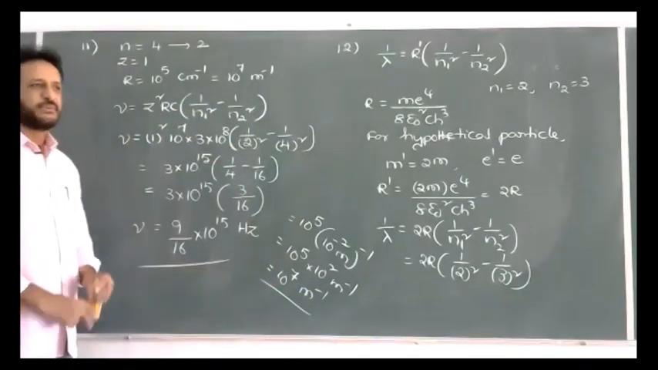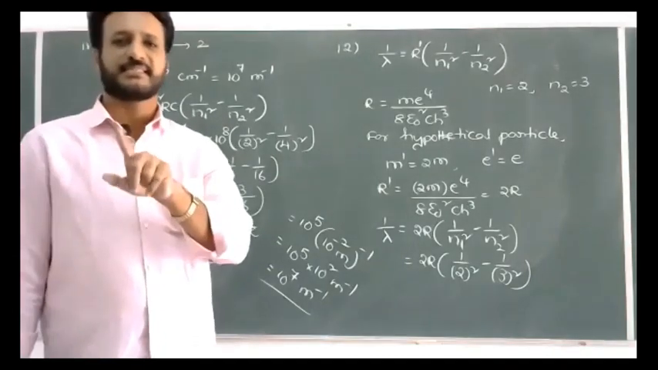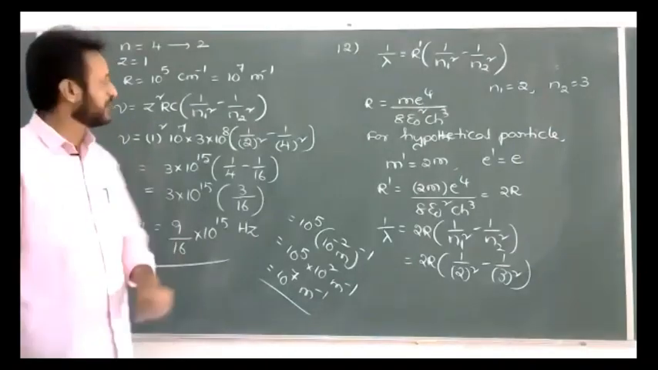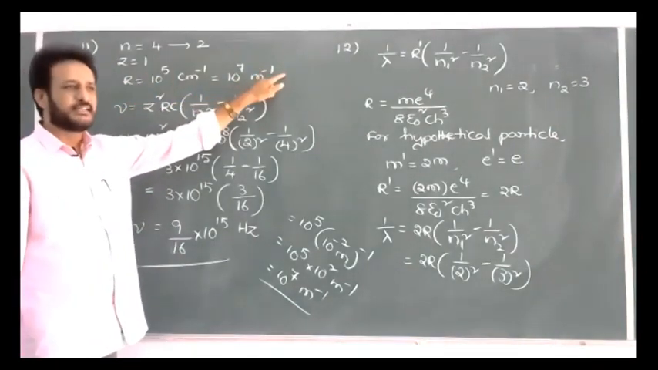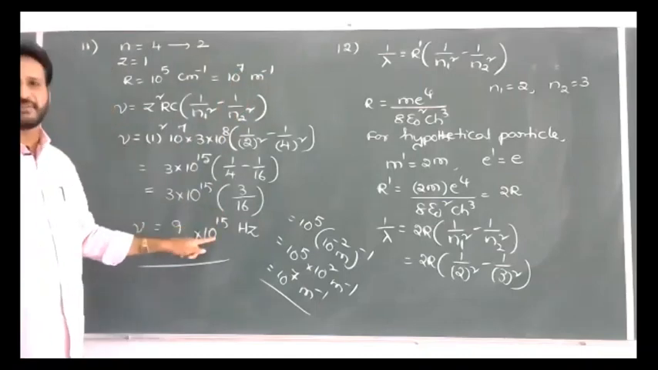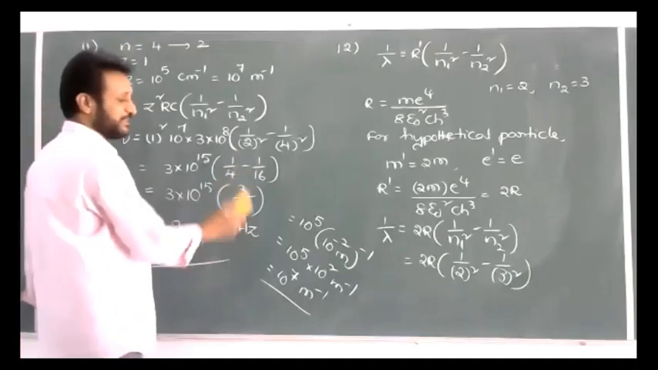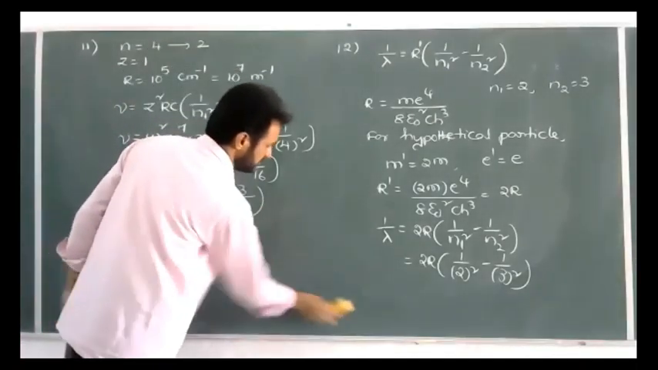So clearly, in the question they gave the CGS system, per centimeter, but we need to convert into the SI system. That's why we converted 10 power 5 into 10 power 7 per meter. Then we got the answer 10 to the power 15, correct. So I think the doubt is clarified. It is for the 11th question. The student asked this one doubt. Now I'll go for this one.